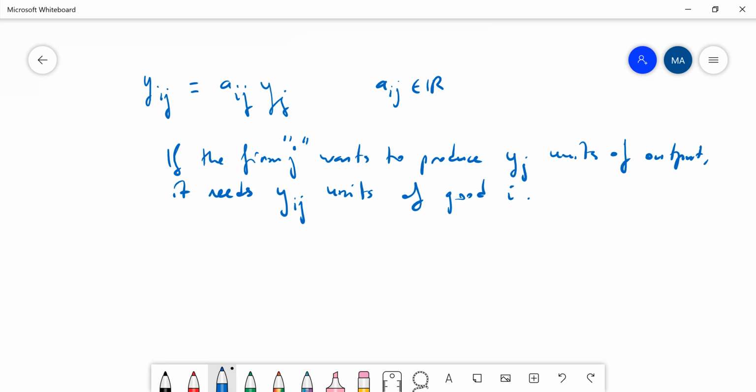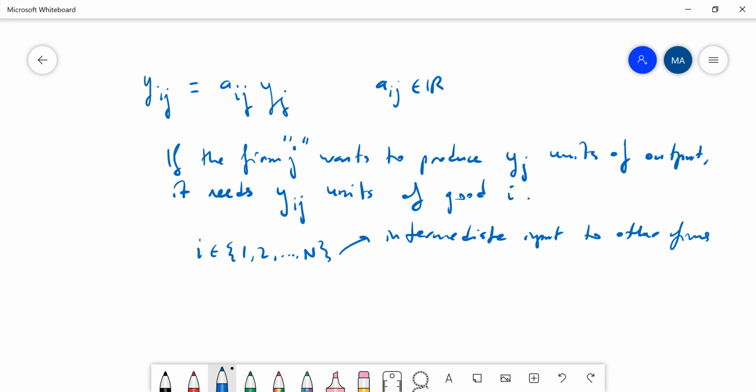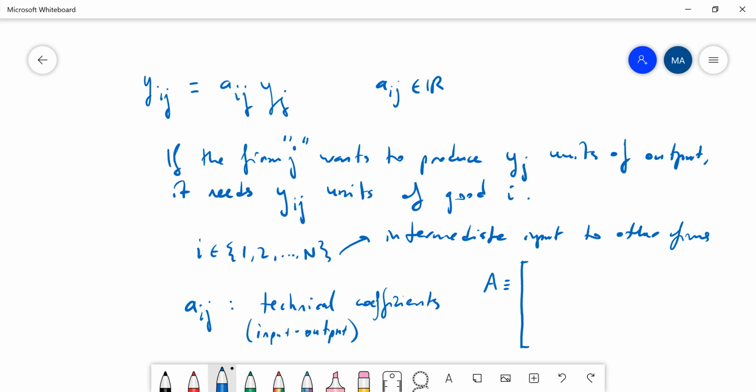Because each produced good, again, each produced good from 1 to n, is in the meantime an intermediate input to other firms. So here, Aij are called technical coefficients. And of course, they create these technical or sometimes input-output coefficients.